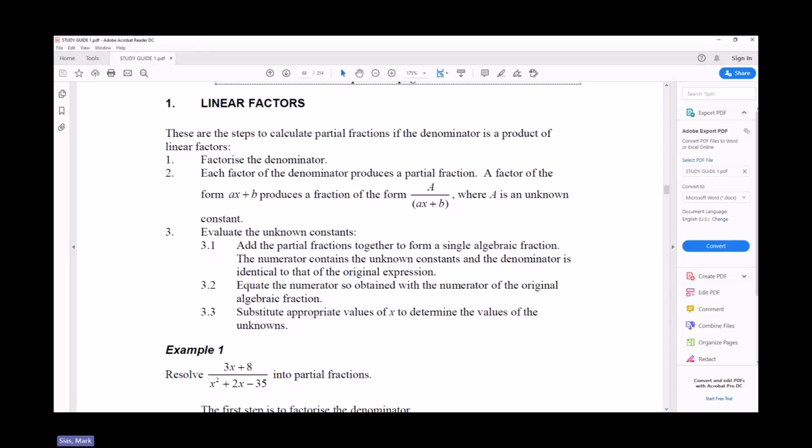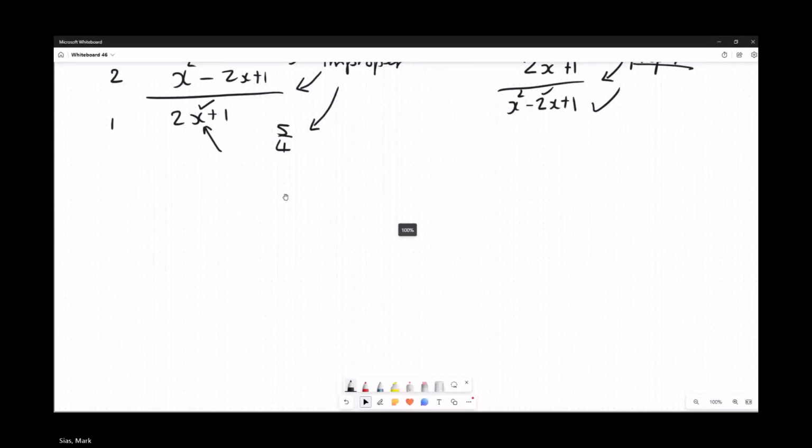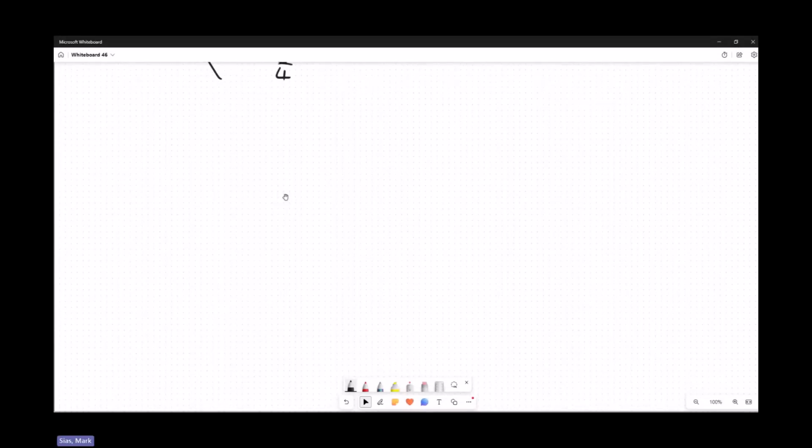Let me just share the whiteboard with you. Where's the whiteboard now? Right, share the whiteboard. Stop sharing that, share the whiteboard. Okay, great. Can you guys see the whiteboard there? Yes, sir.